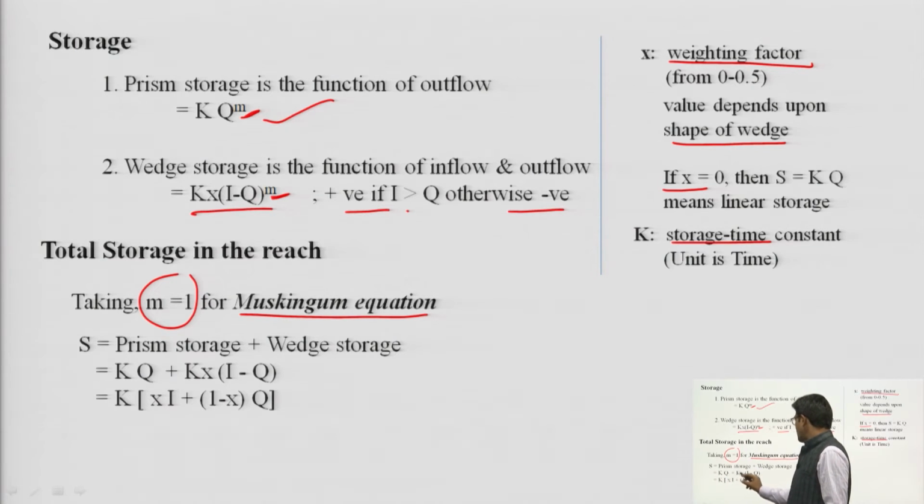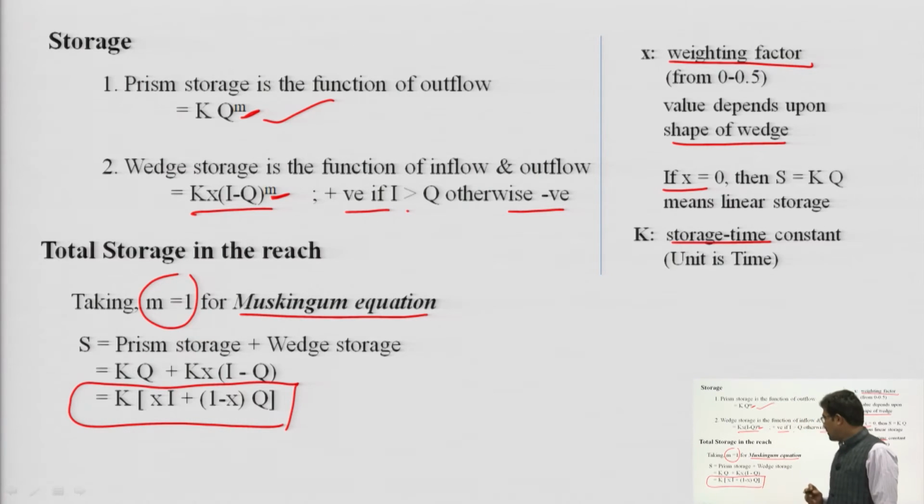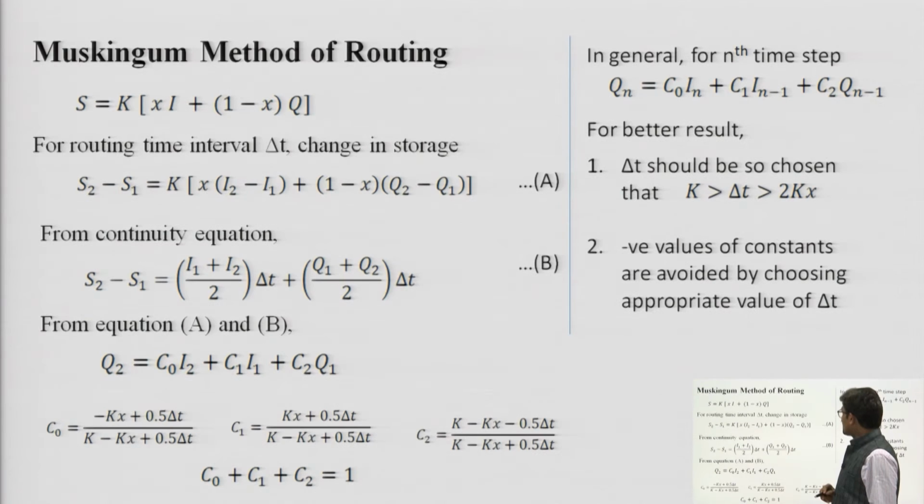So, k times q plus kx into 1, and then we will get that equation. That equation is the Muskingum equation. This is the Muskingum equation. And let us talk about the method procedure proposed by Muskingum for channel routing.